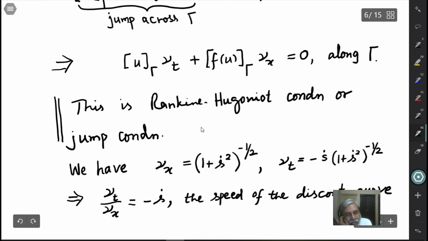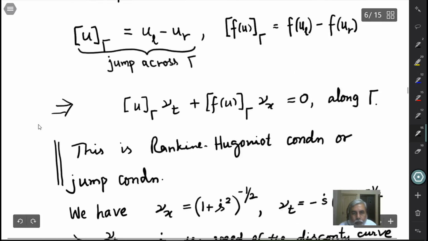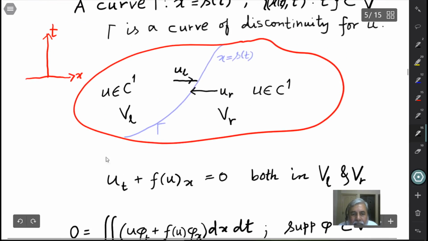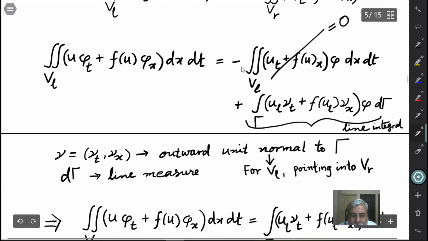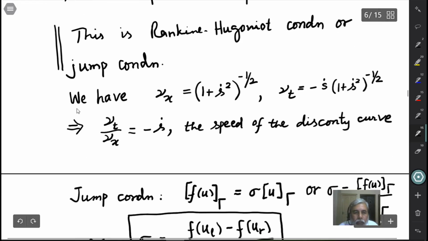Okay. So now we can rewrite this in a neater form. If you assume that this smooth curve is given in terms of a function, namely x equal to s(t), we can express the components of the unit normal in terms of that s. So gamma is described by this curve x equal to s(t), and s dot denotes the derivative with respect to t, and that denotes the speed of this discontinuity curve.